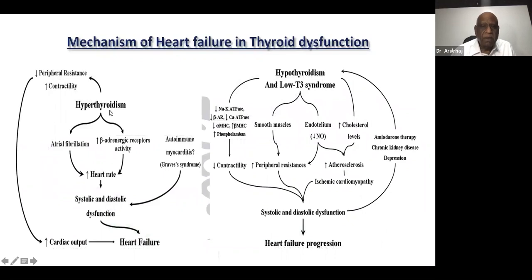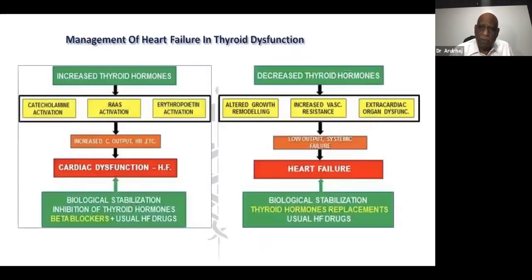This is the mechanism of heart failure in thyroid dysfunction. As we already said, peripheral resistance is increased and contractility is increased. This is for hyperthyroidism. There is atrial fibrillation, systolic and diastolic dysfunction, and heart failure, and cardiac output is increased. In hypothyroidism, the routine factors are also acting, and amiodarone therapy can also precipitate systolic and diastolic dysfunction and a heart failure with reduced ejection fraction. That is more common in hypothyroidism as well as in low T3 syndrome.